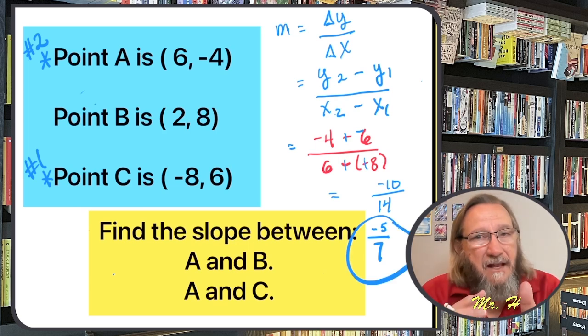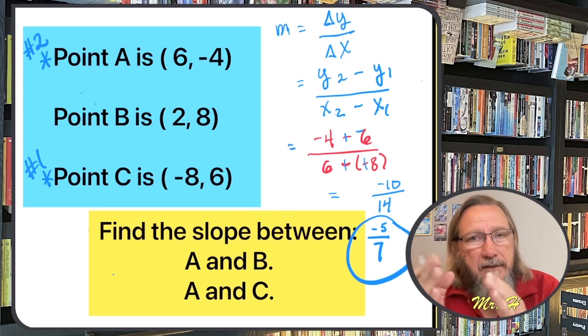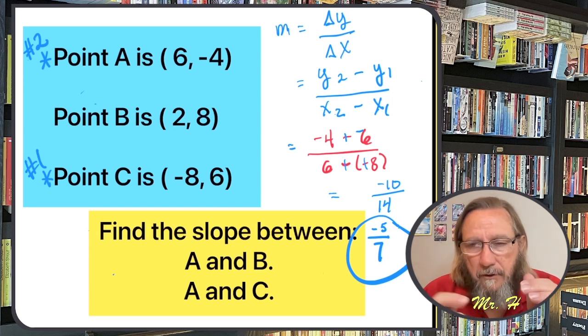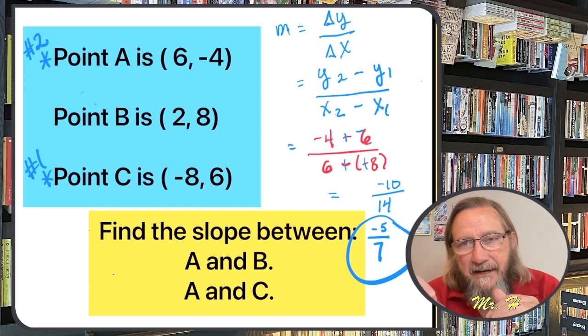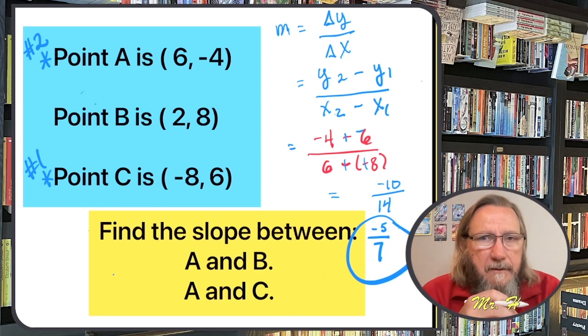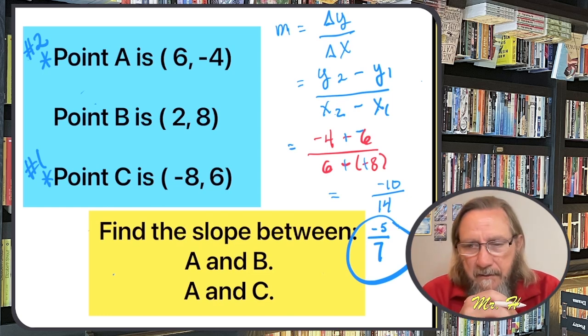Again, is this line going up? Is this line going down? It has a negative slope. That means that if you look at the graph and you look at what's happening on the right-hand side of that graph, that line is headed downhill. Okay? Negative slopes tell us that.